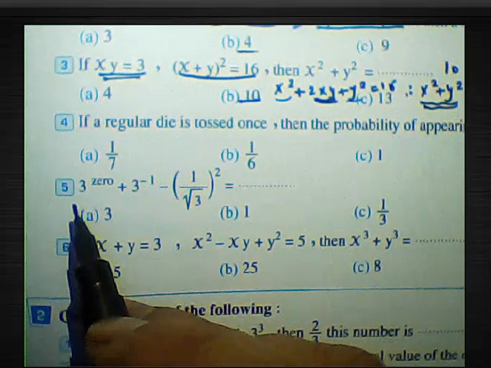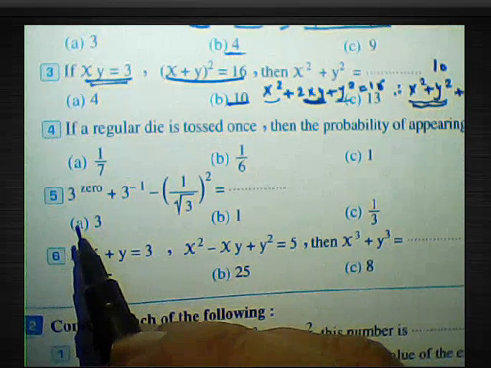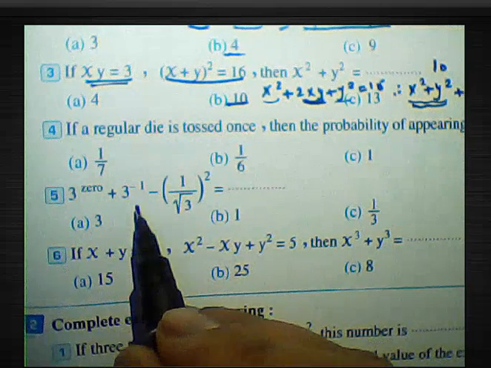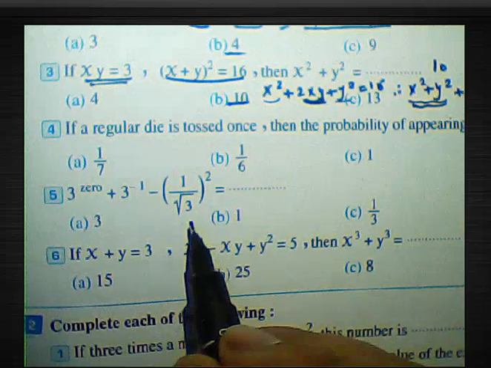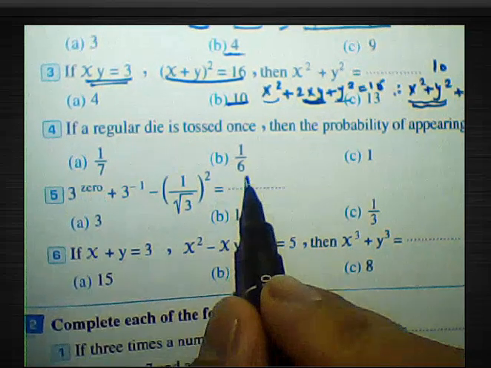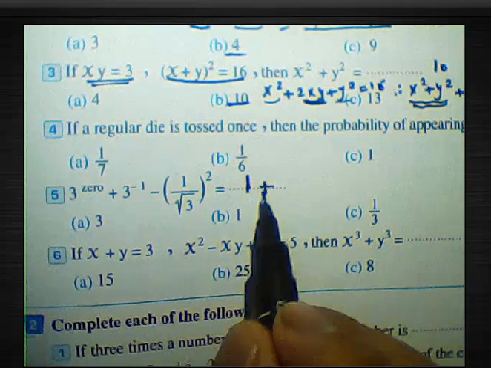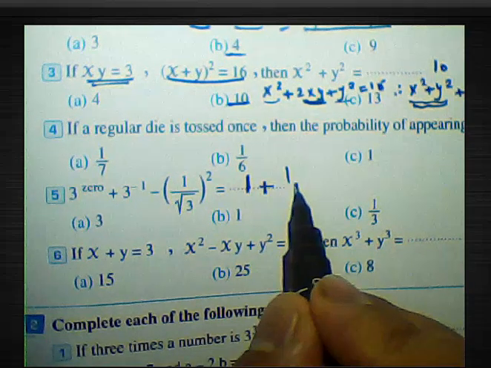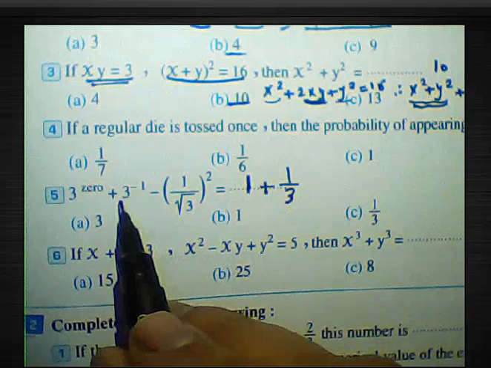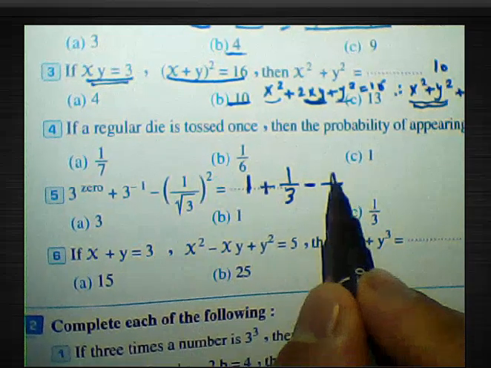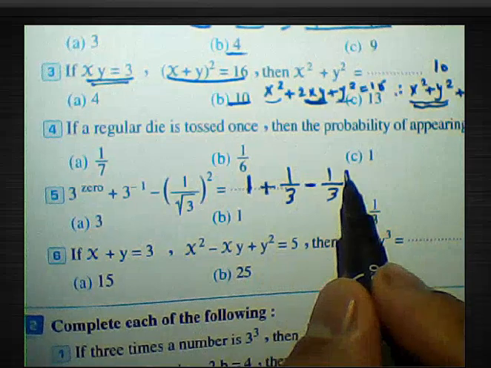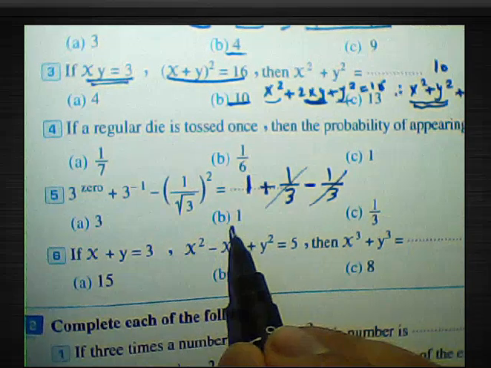Question number 5. 3 power 0 plus 3 power negative 1, subtract 1 over root 3 all power 2. 3 power 0 equals 1, plus 3 power negative 1, it will be 1 over 3, meaning the inverse of 3. Subtract 1 over root 3 all power 2, it will be 1 over 3. We can cancel negative by positive, the result will be equal 1.